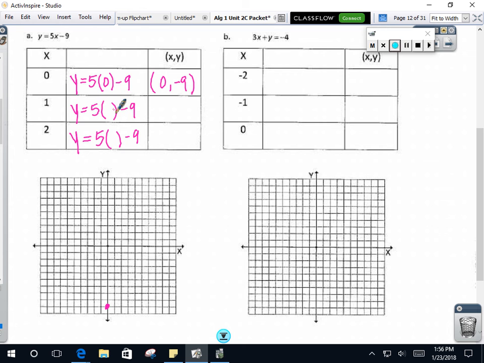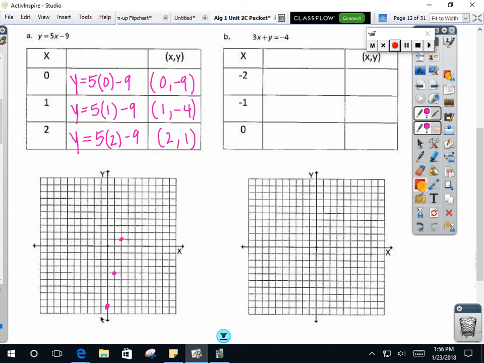The next time they want you to plug in what? 1. So when your x value is 1, what does that make your y value? Negative 4. So that's right 1, down 4. And then the next time they want you to plug in what for x? 2, which would make a 10, and 10 minus 9 is 1. So when you plug in a 2, you get a 1. And 2, 1 is right 2, up 1. And then you can just connect those points with a straight line.